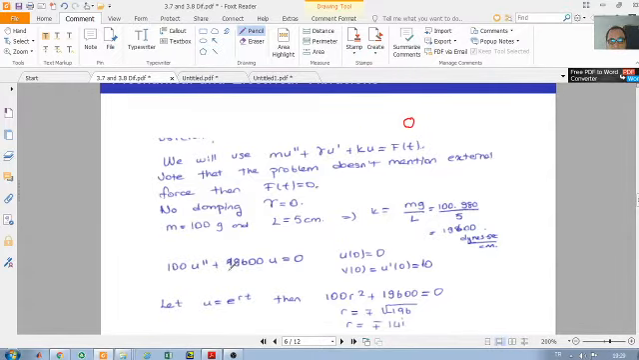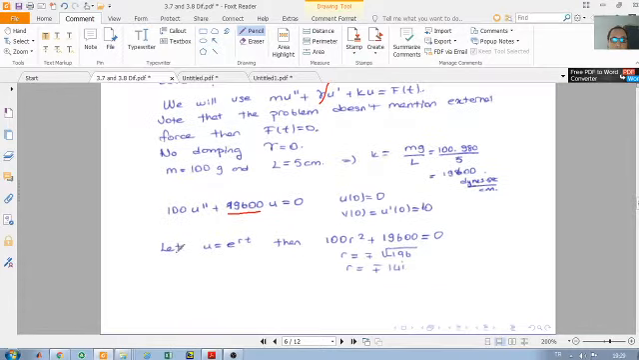K is equal to 19,600. Gamma is 0, therefore you know the second term. M is equal to 100. Therefore, the differential equation becomes 100 times the second derivative plus 19,600 times u is equal to 0. When we solve this differential equation, we will find the displacement of the mass.